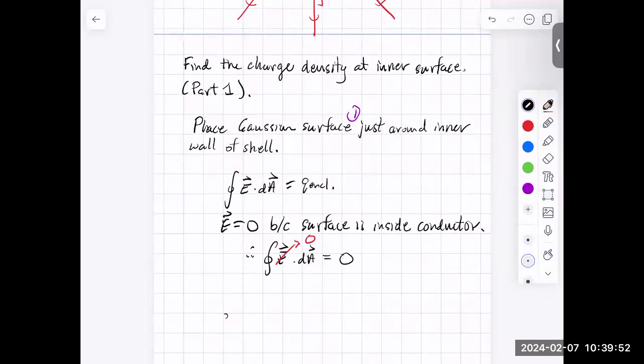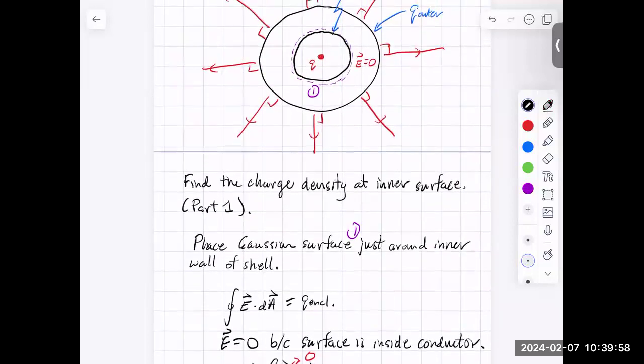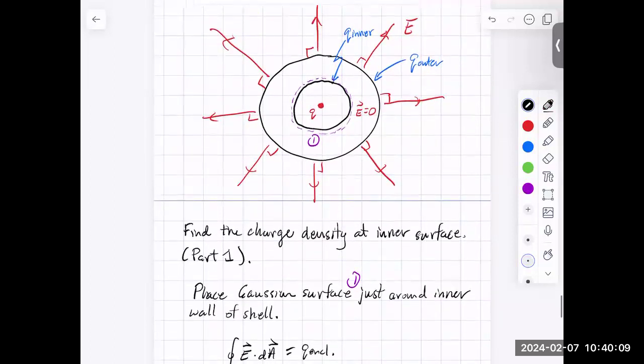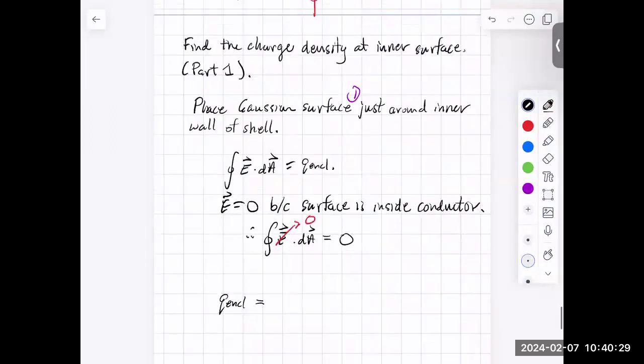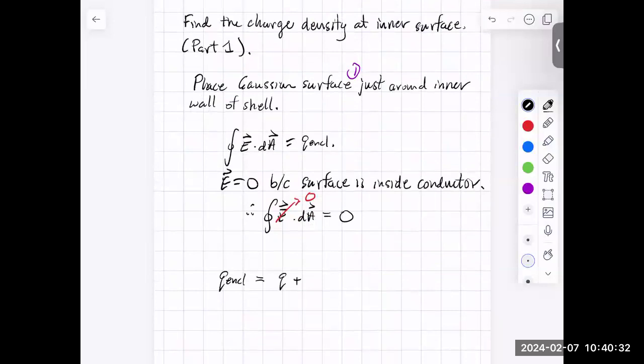Now Q enclosed. If we look at this picture, what charge is inside that purple dashed line? Someone shout out something. What's inside the purple dashed line in terms of charge? Q and what? Q and Q inner, right? So we have the point charge in the center of the cavity, then there's nothing, then we have that inside surface, and we imagine the possibility that there could be some charge on that inside surface. We called it Q inner. So Q enclosed must be equal to Q plus Q inner.